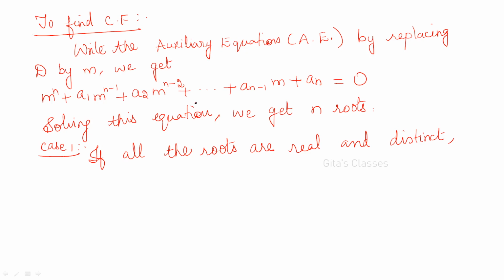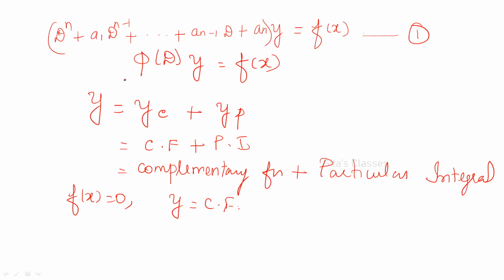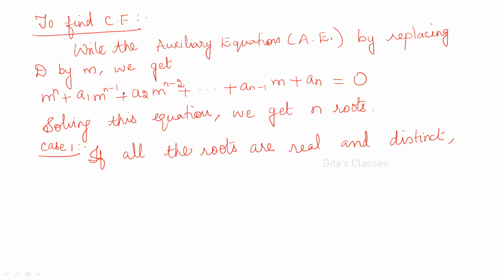The method is, first you have to write the auxiliary equation just by replacing capital D by m. Here we have phi of D, which is D power n plus a1 into D power n minus 1 plus etc. plus a n minus 1 into D plus a n. Replace capital D by m. We will get an nth order polynomial equation, that is m power n plus a1 into m power n minus 1 plus etc. a n minus 1 m plus a n is equal to 0. Solving this equation, we will get n roots. Depending on the roots, we are going to write the complementary function.